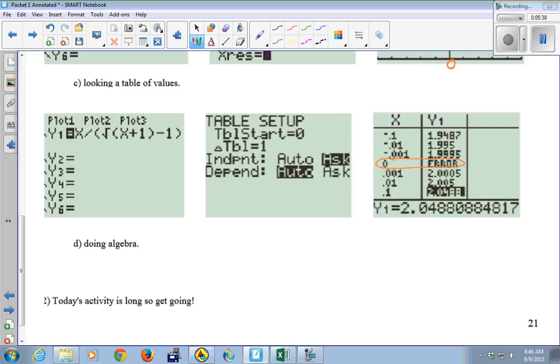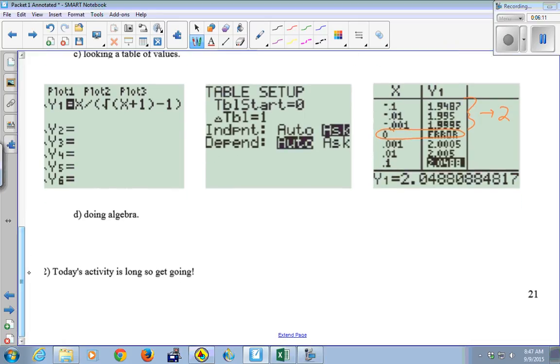But when I plug in values of x that are getting closer and closer to zero, my y values look like they're getting closer and closer to 2. Right? I've got 1.9487, 1.995, 1.9995, closer and closer to 2. Okay, so you can see graphically and numerically that it looks like the limit that we're looking for is 2. And we have to confirm it algebraically. That's our last approach here, to confirm this algebraically.